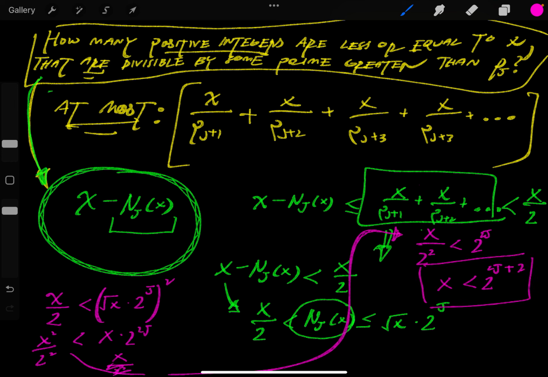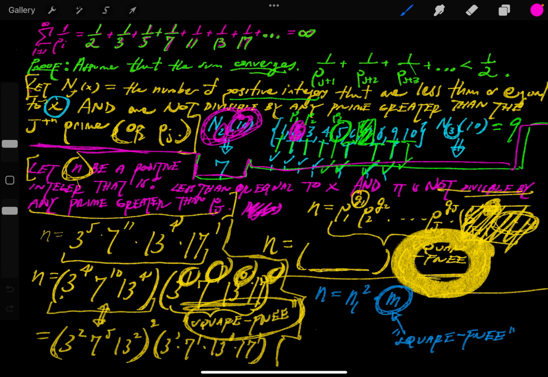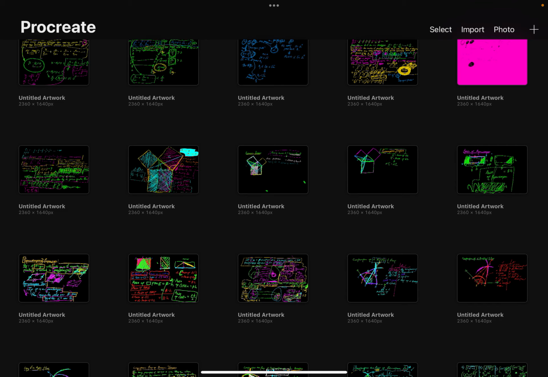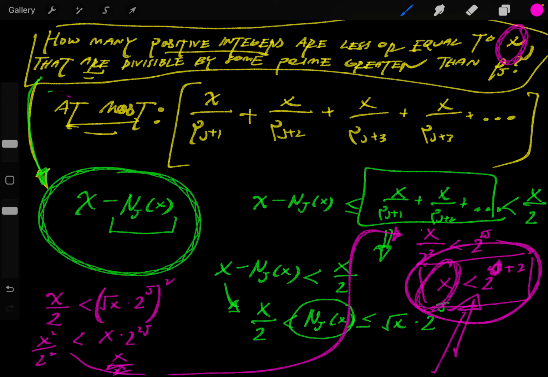And this is a contradiction. Why is this a contradiction? There was no bound on x. x is any number from the very first one. So since x is any number, there can't be a bound on x. Any x, it doesn't matter. Here, in this last one, I'm saying that there's a bound on x, which is a contradiction. You can't have this. It doesn't matter what j is. There's no way that there could be any bound on x. And that's your contradiction.